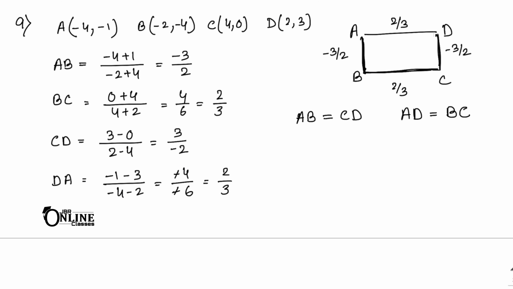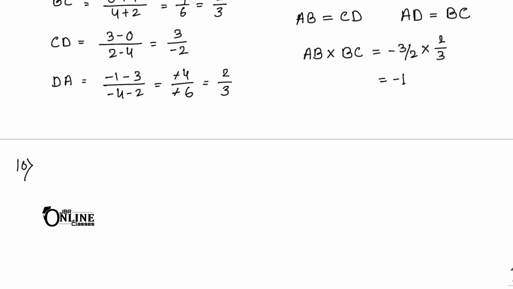because in a parallelogram also the opposite side slopes are equal, but there will be no 90 degrees in a parallelogram. That means you have to show that the slope of AB multiplied by the slope of BC definitely equals -1. So -3 by 2 into 2 by 3 equals -1. That means AB and BC are perpendicular to each other, as well as DC and AD are also perpendicular to each other. So now you can say this one is a rectangle.